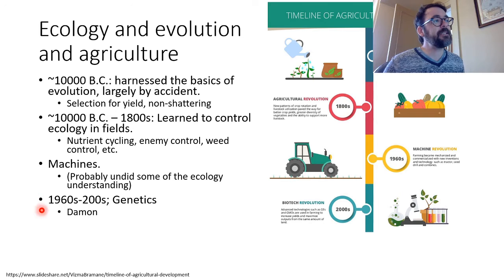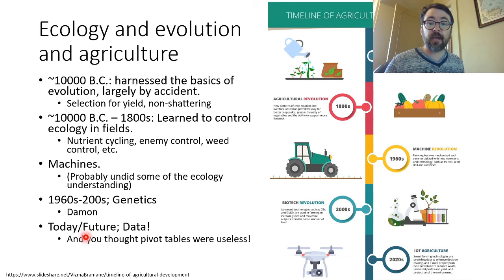And then from the 1960s, apparently there's a typo, to the 2000s, genetics. There was the biotechnical revolution, and we unlocked the power of genetics to know exactly what changes we wanted to make. Instead of doing them by accident, we could, either through really targeted breeding or through genetic modification, make very targeted changes, which is pretty cool.